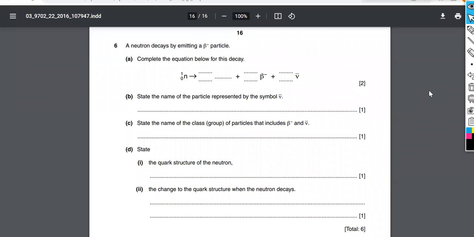Right, in this question, it says a neutron decays by emitting a beta minus particle. Complete the equation below for this decay. All right, so we've got a neutron here, and the yields symbol is right here. So a neutron yields what? Well, this is the symbol here for an antineutrino.